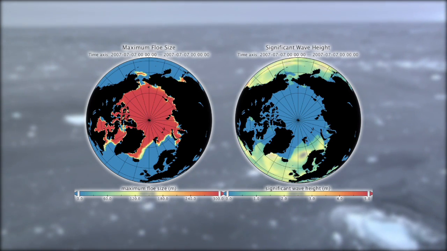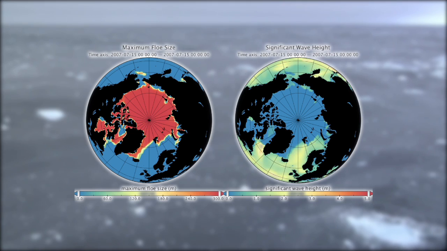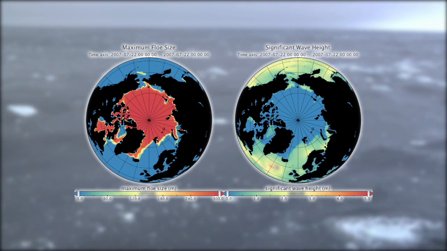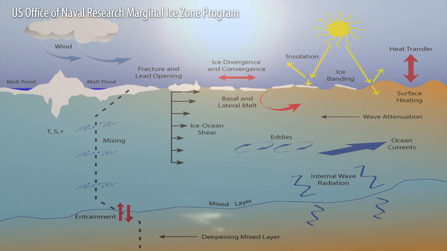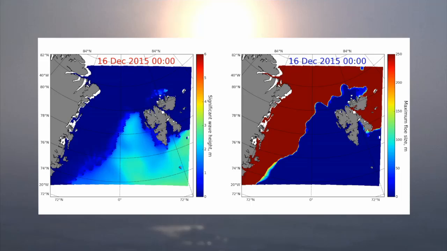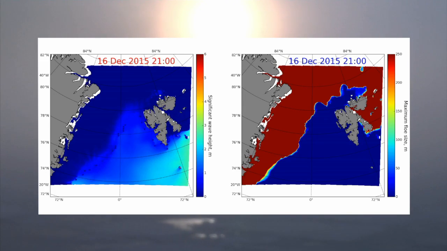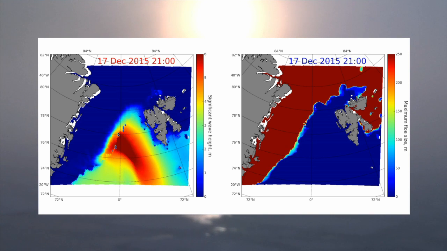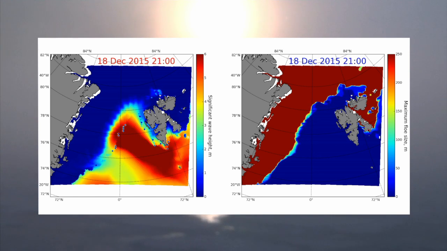The wave model and the sea ice model exchange information, they interact with each other. So the wave model will break the ice into smaller floes, and the breaking of the floes will change the dynamical and as well the thermodynamical properties of the sea ice. So the sea ice model will advect the ice floes, will also melt them or freeze them, and then it will provide the floe size distribution information back to the wave model to calculate the attenuation.